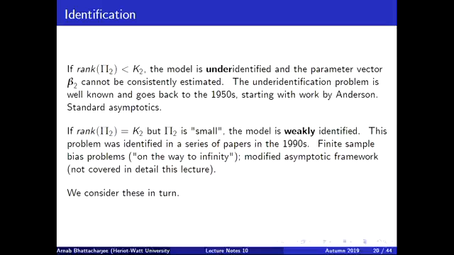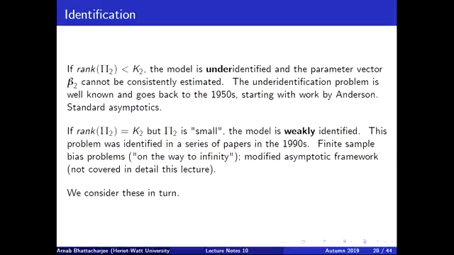Got it, guys? So basically what is happening is that there is information here. But we are not sure whether this information is just because of random variation in the sample, or whether it actually relates to the population, whether there is adequate information in the population. That is the problem that we are grappling with. Okay? So in this case, we will have finite sample bias problems and a modified asymptotic framework. Not covered in detail in this lecture, but covered somewhat. So we are coming to that.